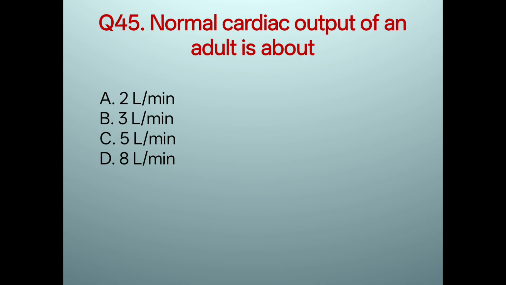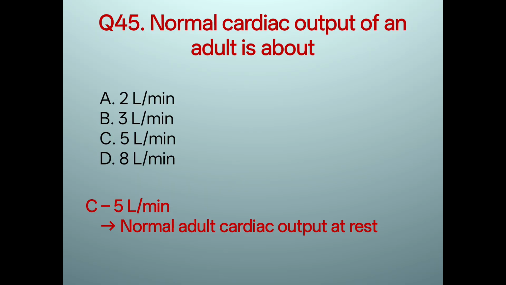Normal cardiac output of an adult is about 2 liters per minute, 3 liters per minute, 5 liters per minute and 8 liters per minute. The correct answer is 5 liters per minute. Normal adult cardiac output at rest.